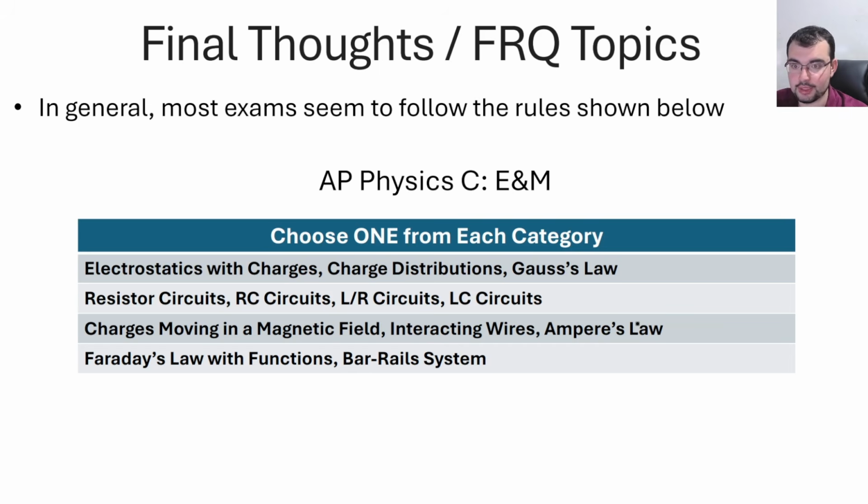For E&M, it's pretty well established that you get an electrostatics question. So that's either charges, which is Coulomb's law, rod, ring, or arc, which is charge distributions, or Gauss's law, which is spheres or cylinders. So you'll get one from this category. Then you'll get one circuit category. Resistors, RC, LR, LC. Sometimes they mix these two.